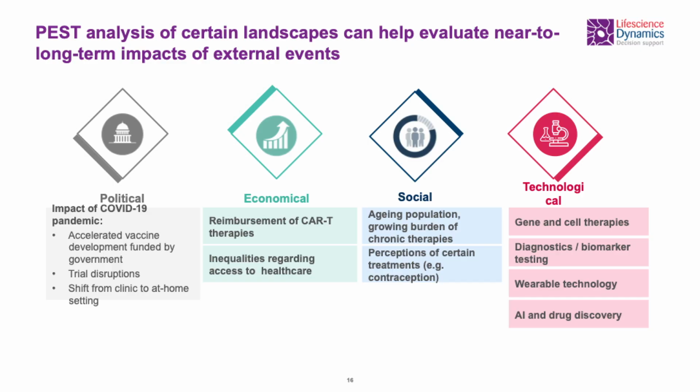PEST analysis is slightly different. It may not apply to all landscapes, but this is just something that we wanted to call out. PEST stands for political, economical, social, and technological. We see this as more external factors that may have an impact on how you view your landscape. For instance, the big example here is the COVID-19 pandemic. That had a tremendous ripple, I would say, across every single landscape that we assessed.